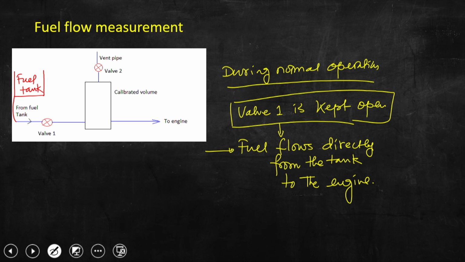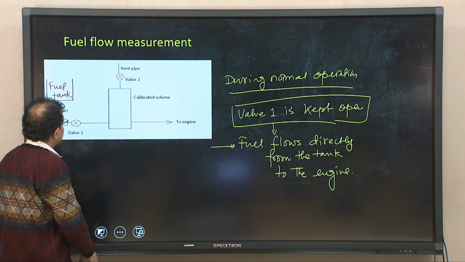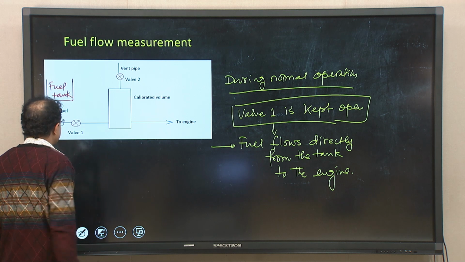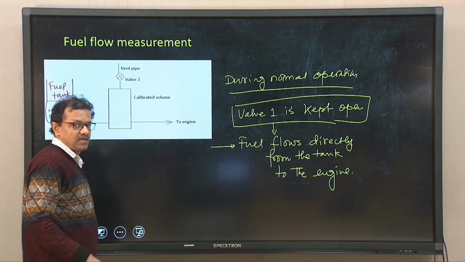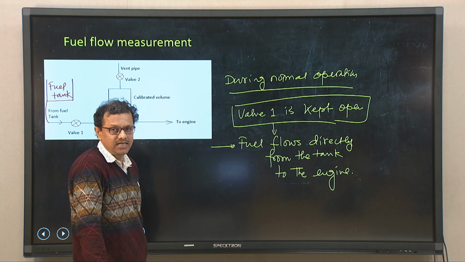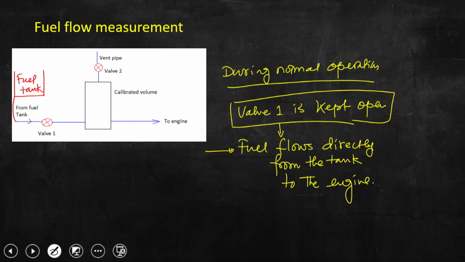Now, you may ask me a question: if that is the case, then why do we need to have this particular volume, that is, the calibrated volume, in this setup? You can see this volume is placed in between valve 1 and the line which is connected to the engine and intake manifold. Essentially the fuel will go to the engine, but it will be supplied through fuel injectors.